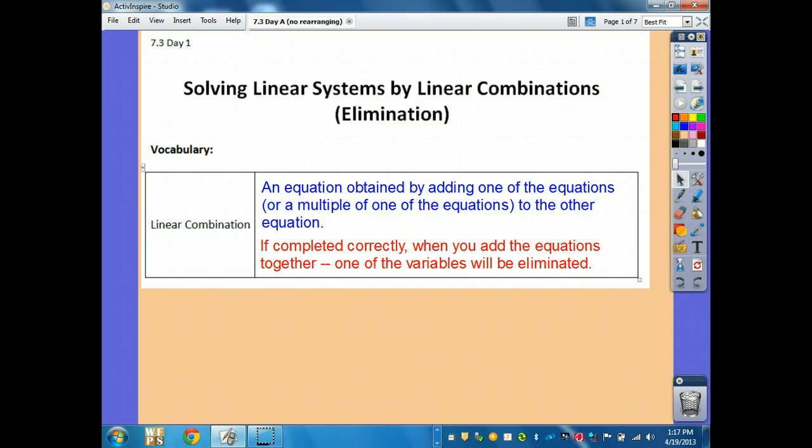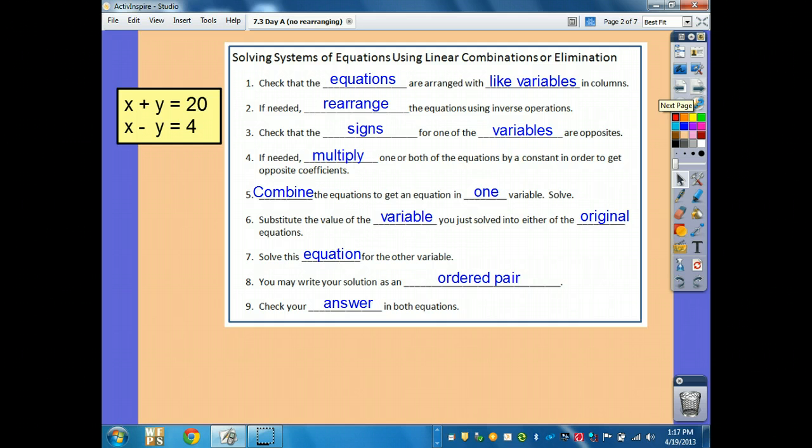All right, so let's practice together. I want you to fill these in, please. These are the steps and the things that we ask ourselves when we're solving them using combination or elimination. First, you want to check the equations. Check that they are arranged with like variables in their columns. It's kind of like when you add and subtract decimals, you have to line up the decimal. Well, when you do these, you have to line up the x's, you have to line up the y's, and you have to have the number on the right side of the equal sign and lined up. If they're not, you have to rearrange them.